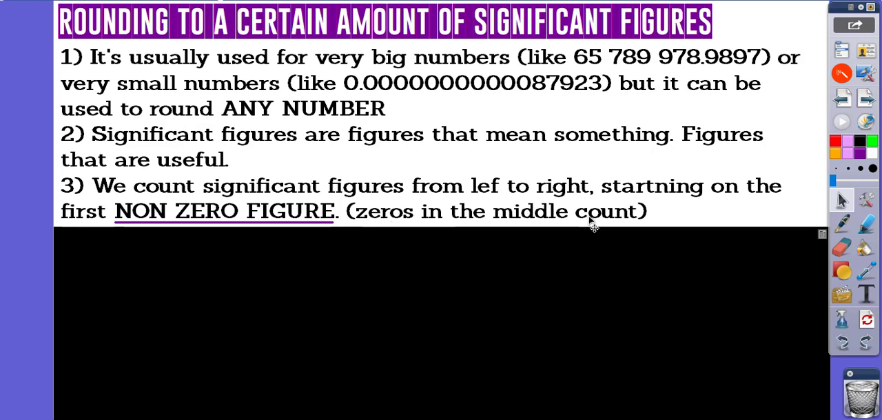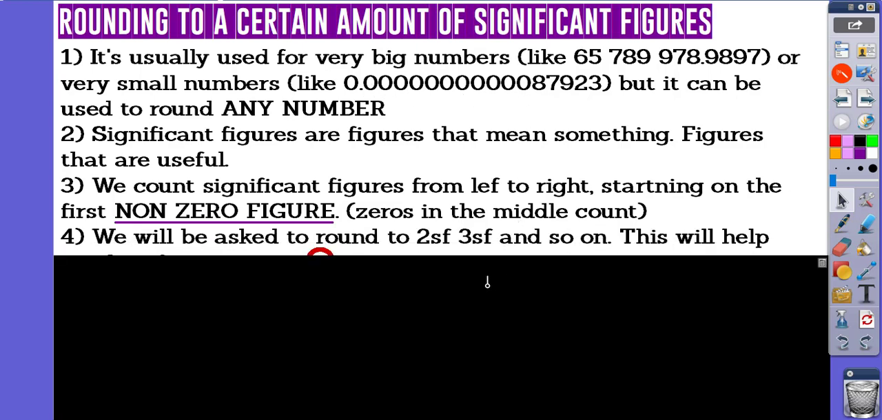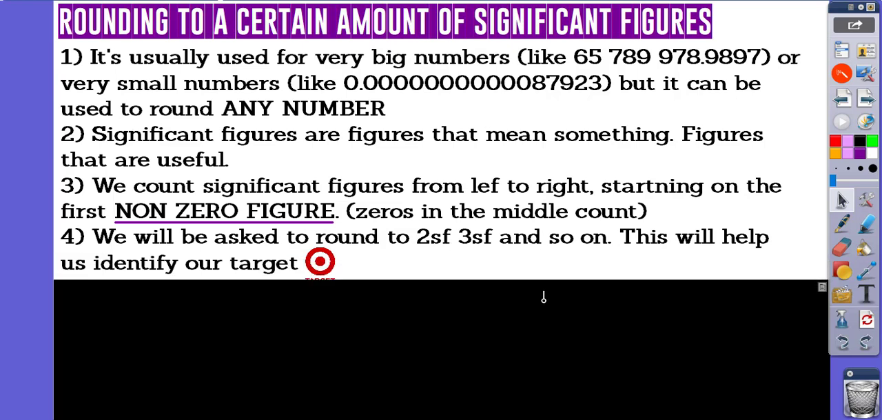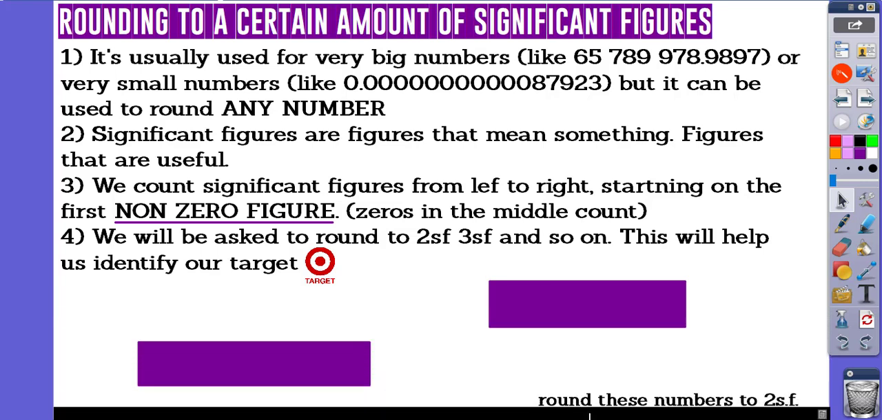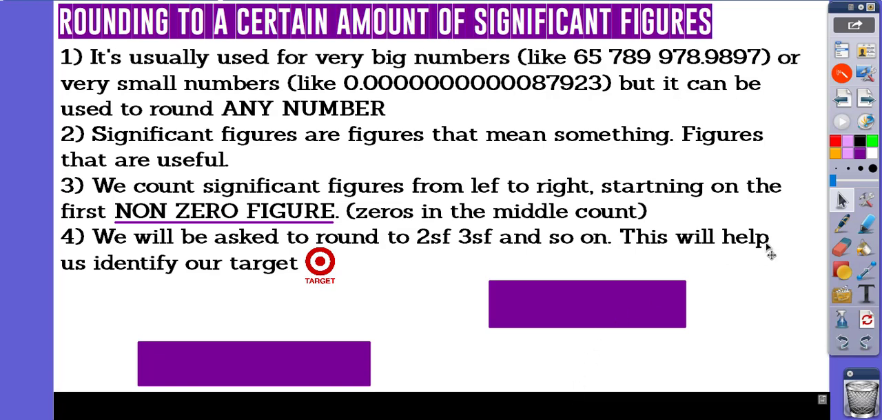Zeros in the middle do count, right? If we did have a 0 figure in the middle, it will count. It's not that we do not count zeros at all. We do not count the zeros that are to the left. We will be asked to round to 2 significant figures, 3 significant figures, and for short, they will give us the shortened SF or s.f., and so on. This will help us identify our target. So let's see, how do we identify our target? Because after that, the process is exactly the same as we used to do.